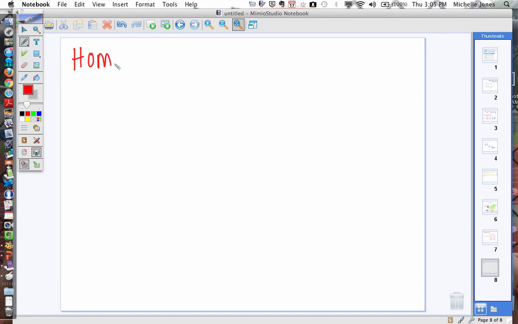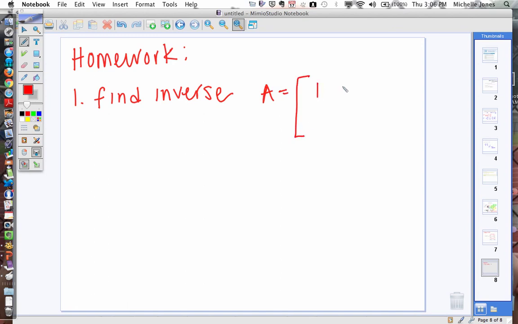So in addition to copying that image and bringing it to class, we've got 2 problems I want you to try for homework tonight. The first one is going to be an inverse. So find the inverse of this 2 by 2 matrix. And of course, I want you to use the new determinant shortcut. So it's matrix A. It's 1, 2, -2, and 0. So go ahead and find the inverse of that. And of course, you can use the old method to check.